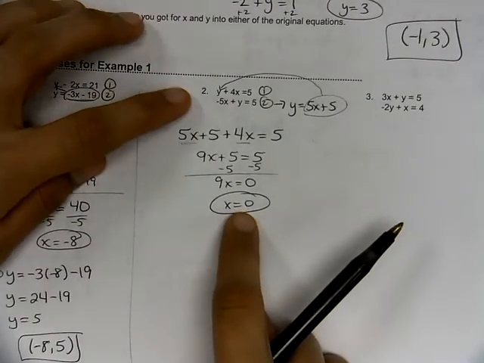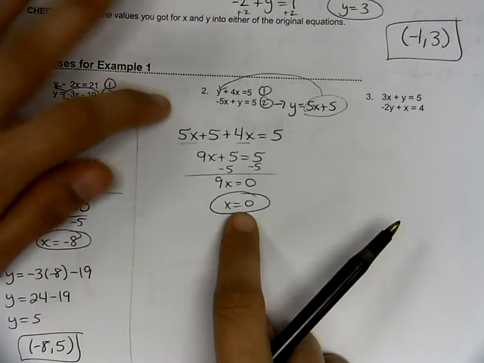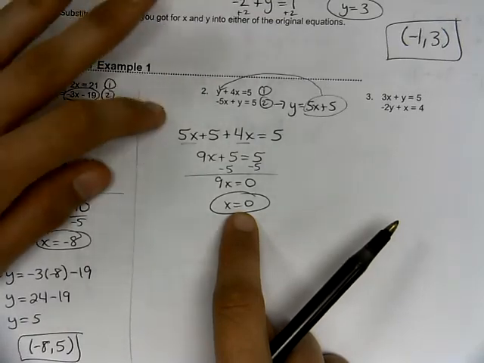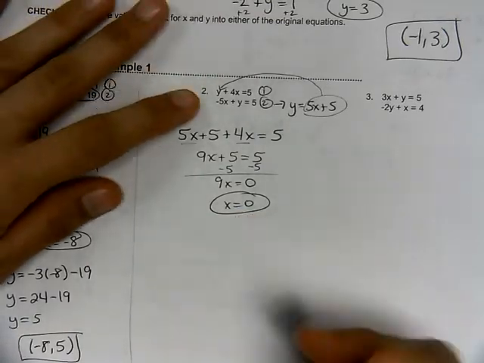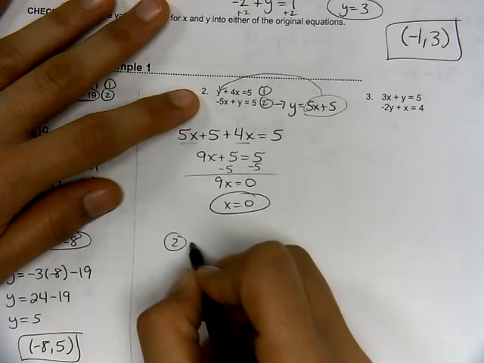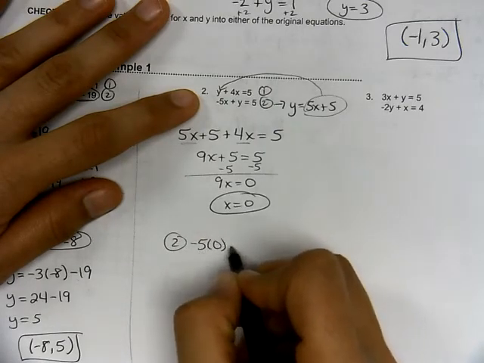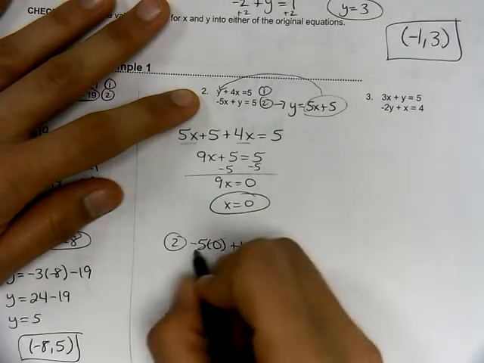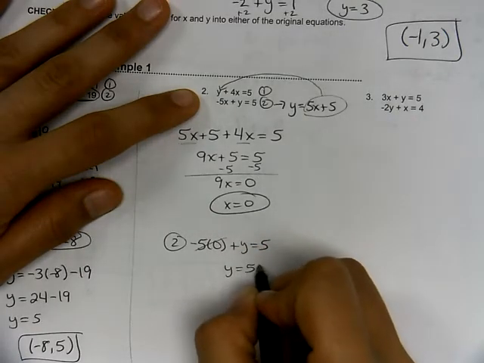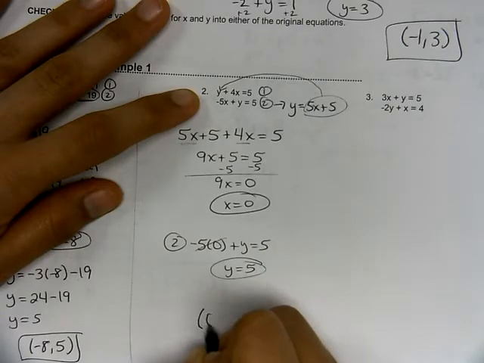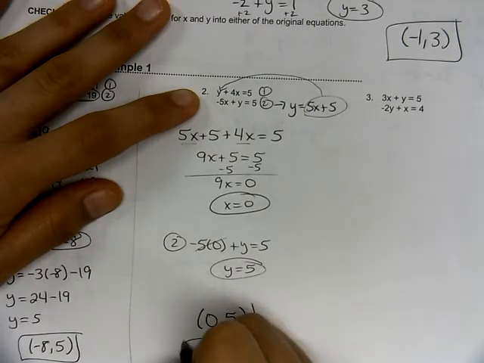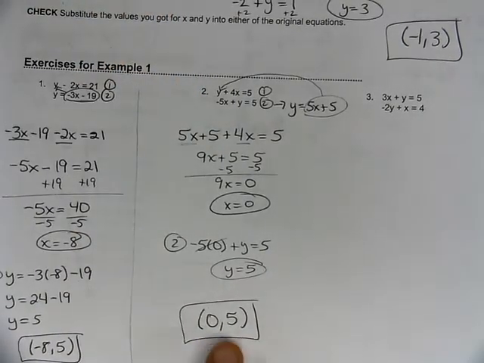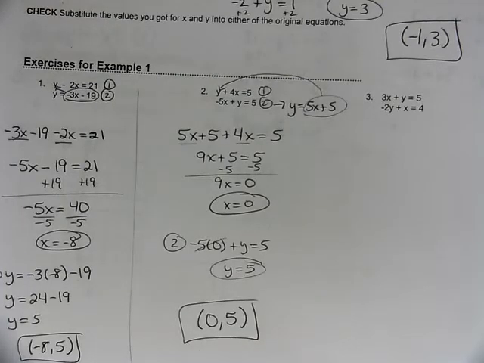Now, you want to plug this back into 1 or 2? 2? So negative 5 times 0 plus y will equal 5. But that just goes away, right? So y equals 5. So you end up with 0, 5 as your final answer. Remember, whenever you give me your final answer, it needs to be an ordered pair. Just be careful on the way you order it.